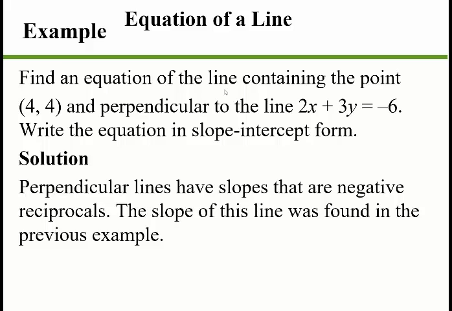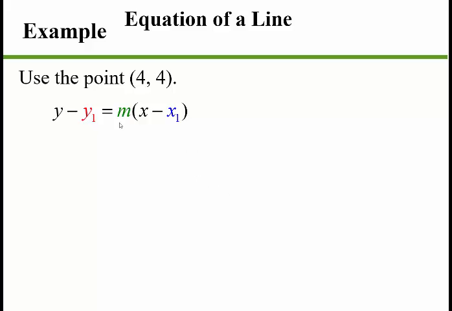Perpendicular lines have slopes that are negative reciprocals. The slope of this line was found in the previous example: minus 2/3. So the perpendicular line has the flip of it. 2/3 becomes 3/2, and negative, negative becomes a positive. So the slope of the perpendicular line is 3/2. I know the slope, I know the point it goes through. The point was (4, 4), but my slope now is 3/2.